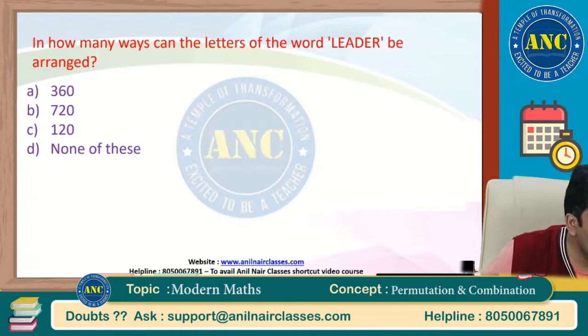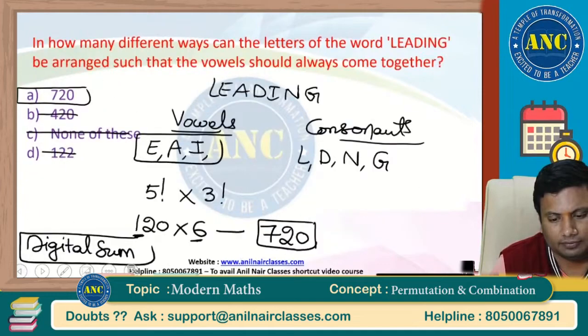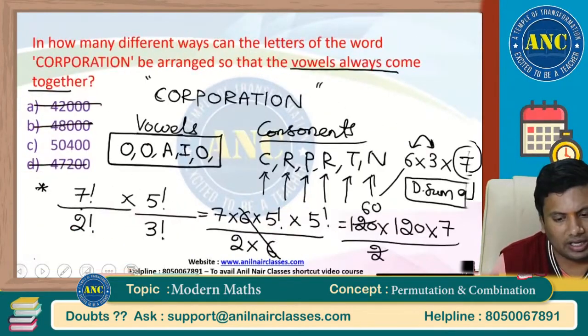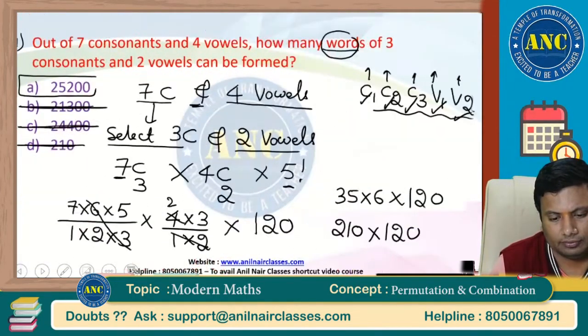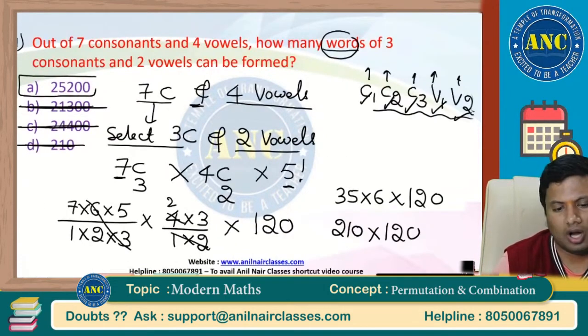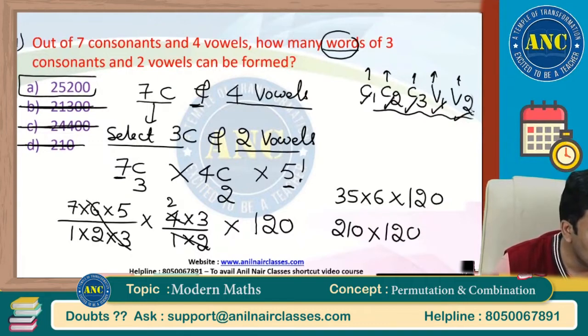Naveen is saying this question has both arrangement and selection. Which question has arrangement and selection? Question number 1. Let us see. Question number 1 is, in how many words can 3 consonants and 2 vowels be formed? Out of 7, select any 3. Out of 4, select any 2. These 5 letters can be arranged in 5 factorial. It's plain simple, right? Next one.